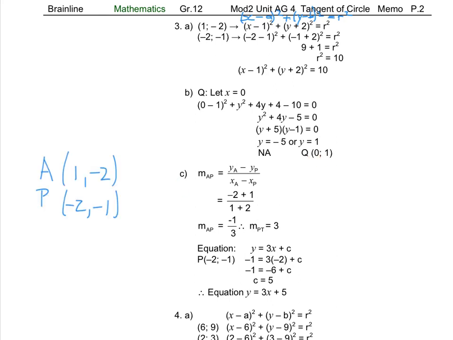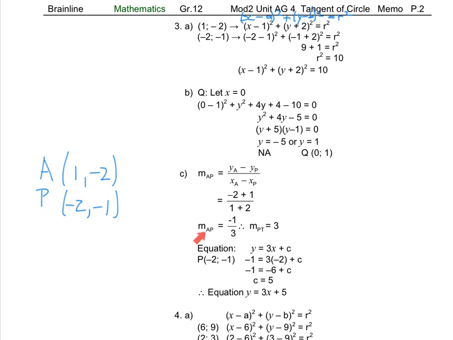In question C, we have to determine the equation of the tangent. So we will first work out the gradient of the radius AP by taking y of A minus y of P over x of A minus x of P. If I then do my substitution, minus 2 minus the minus 1 becomes a plus 1 over 1 minus the minus 2, which becomes a plus 2. Simplifying, minus 2 plus 1 is minus 1, and 1 plus 2 is 3.